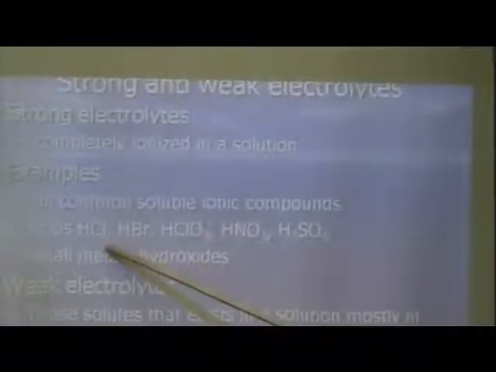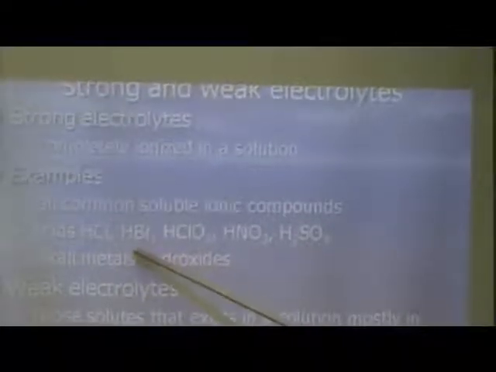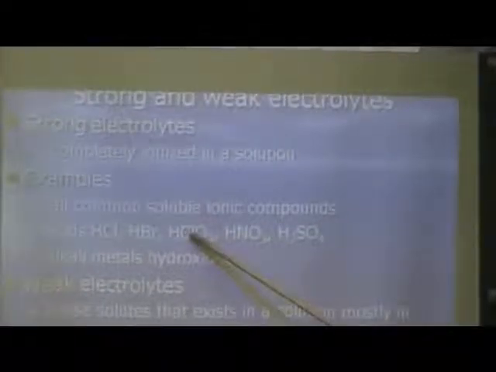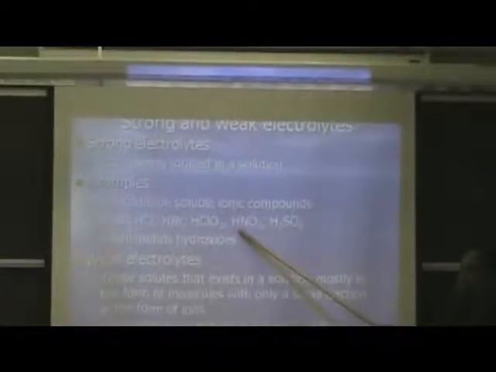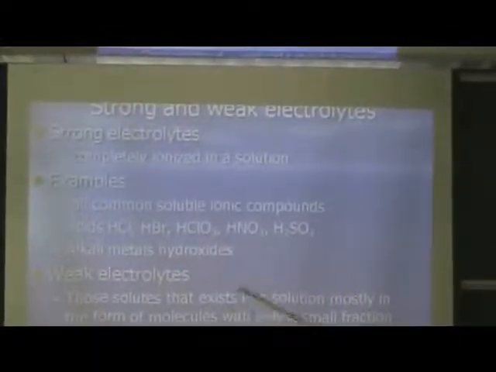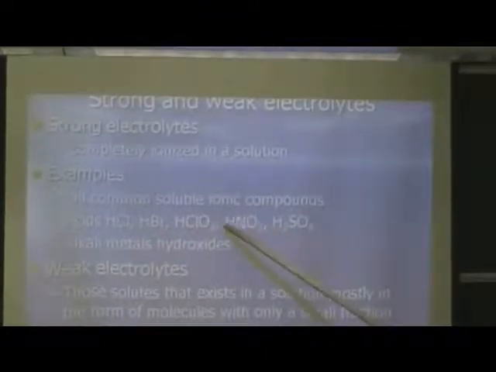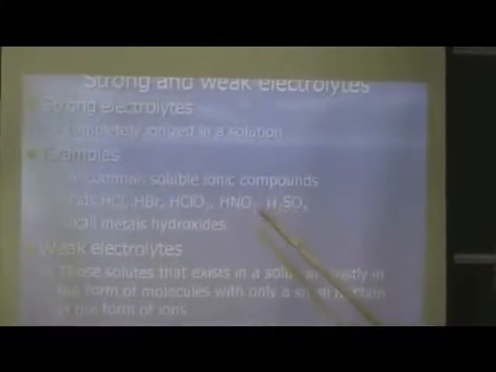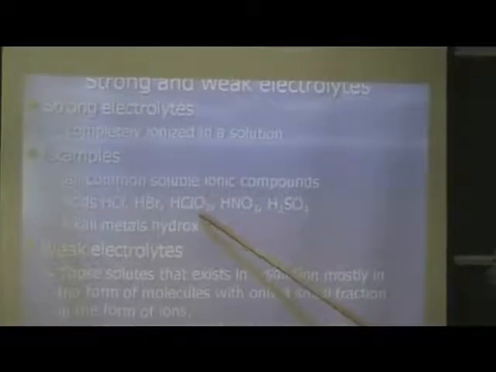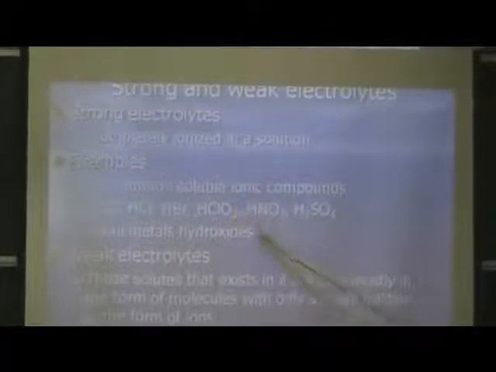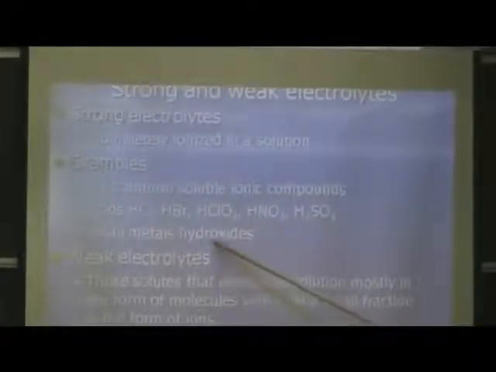What's the name of this acid? Hydrochloric acid. Hydrobromic acid. Chloric acid. Nitric acid. Sulfuric acid. Mostly acids of the halogen families are considered strong electrolytes. Of course, there are some exceptions. Nitric acid and sulfuric acid are in the picture too. But acids of the halogen families are considered to be strong electrolytes.